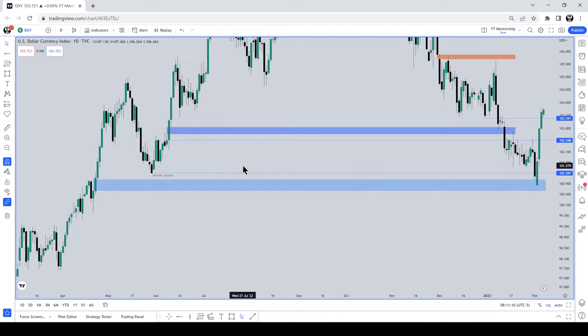It's very simple. We're only looking for one of two things. Is price going higher? If it's going higher, is it going to go above an old singular high, a swing high, or relative equal highs? Because above highs is going to be buy side liquidity. Or is it going to go lower? If it's going to go lower, is it going to go below a single swing low or below relative equal lows? So multiple lows or a singular low. Below those lows is sell side liquidity.